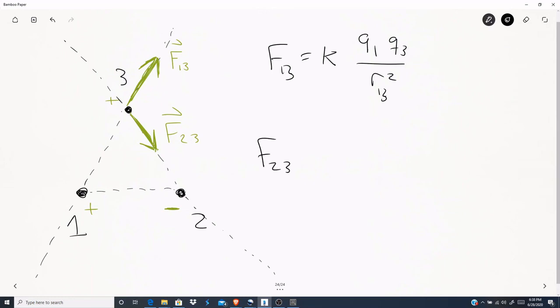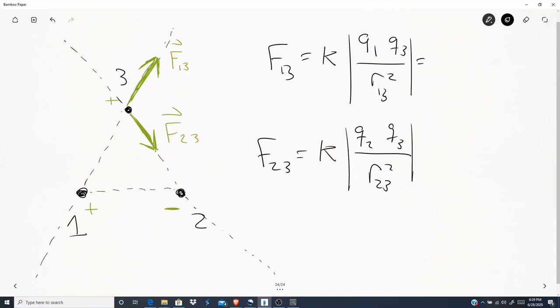The magnitude of the force that charge 2 exerts on charge 3 is going to be Coulomb's constant, charge 2, charge 3, divided by the distance between 2 and 3 squared. And of course, I'm only caring about absolute value here.